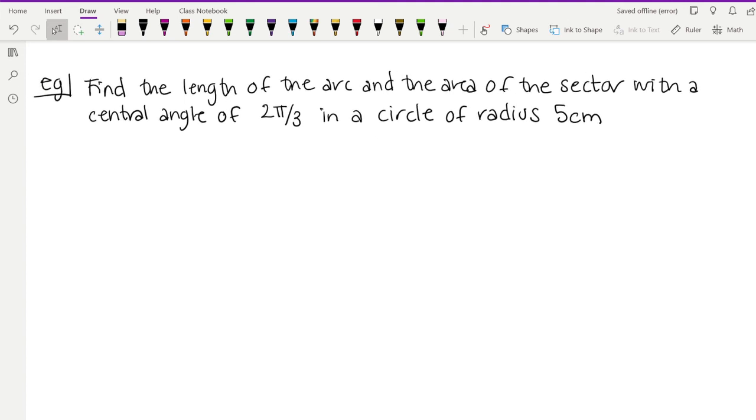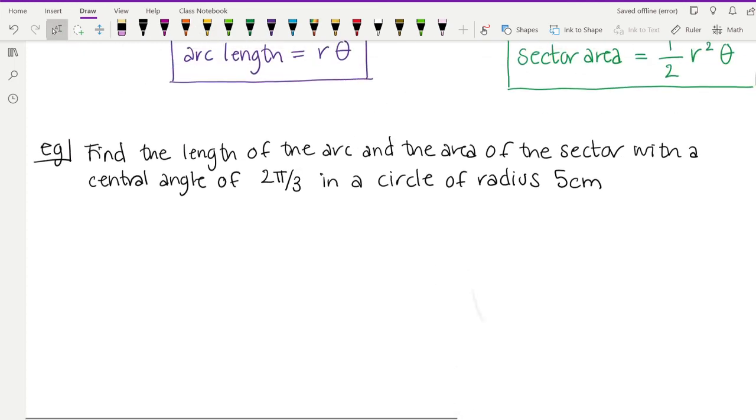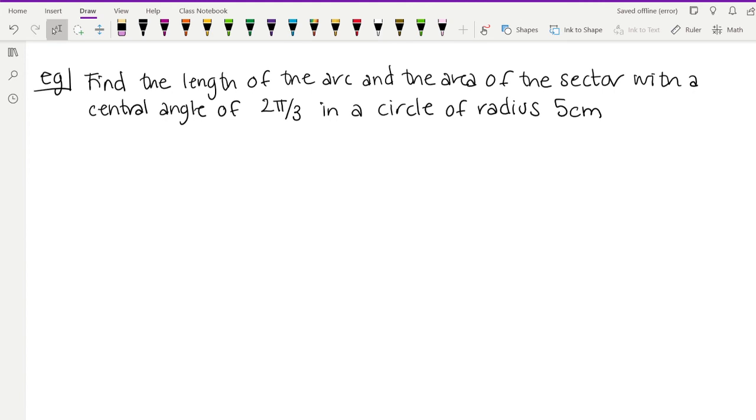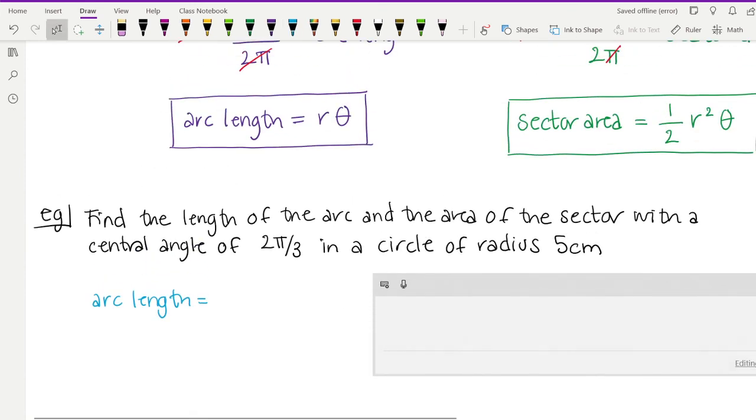Okay, so now that we have our formulas, we can go ahead and do an example. This one is saying, find the length of the arc and the area of the sector that have a central angle of 2 pi over 3 in a circle of radius 5 centimeters. With our formulas in hand, this is pretty straightforward. To find the arc length, all we have to do is do the radius times the central angle, right? That's our formula for arc length.